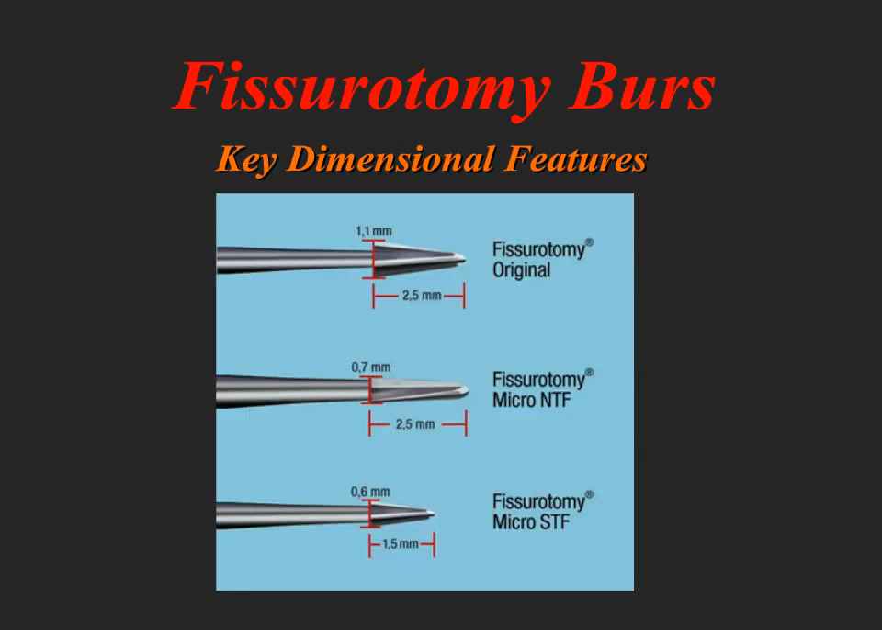There are 3 different sizes. The original size is shown on the top, and the micro NTF is shown in the middle, which is used a lot in very tight, steep fissures, so we don't have to remove a lot of excess tooth. And then the micro STF gives you a little bit less cutting surface, only 1.5 millimeters, for all the enamel type lesions.